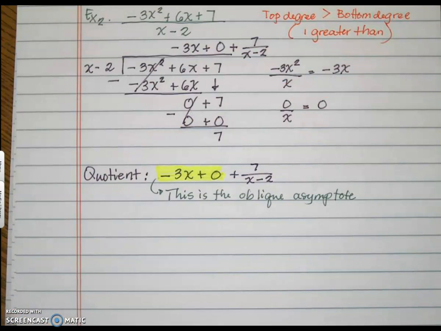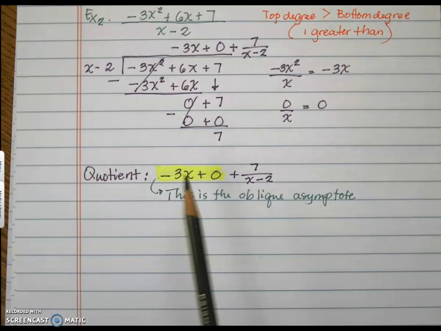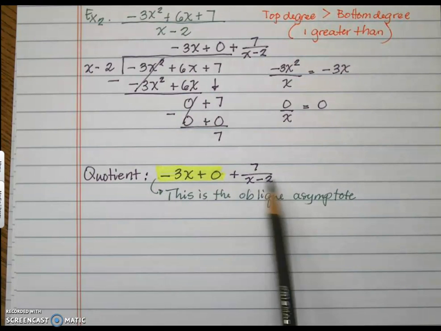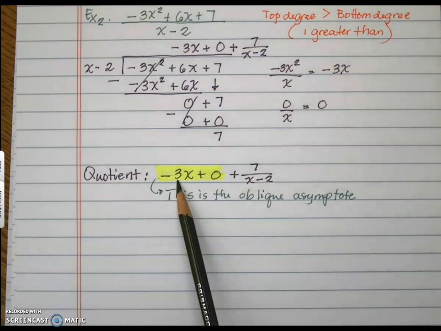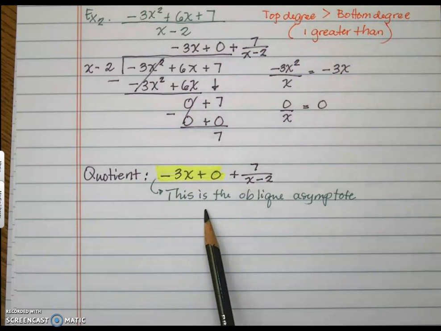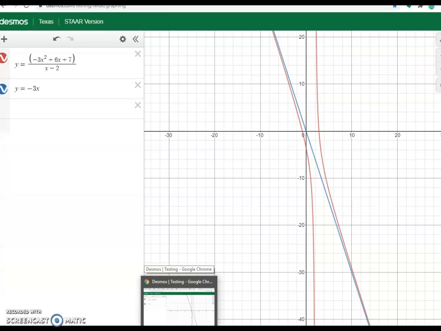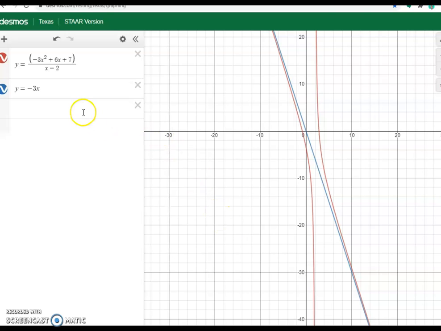All right, so since this is our quotient, again, we're going to get the linear part of our expression, and the linear part is negative 3x plus 0, or simply negative 3x. This is now your oblique asymptote. All right, so let's take a look at how your graph looks. And this can be done by plugging in your original problem, which is y equals negative 3x squared plus 6x plus 7 all over x minus 2.